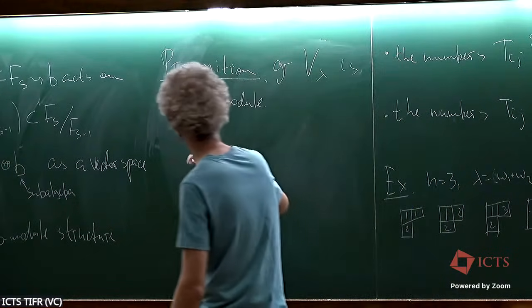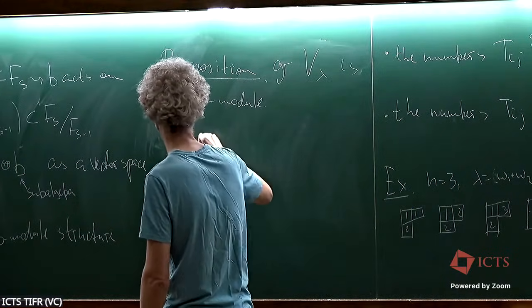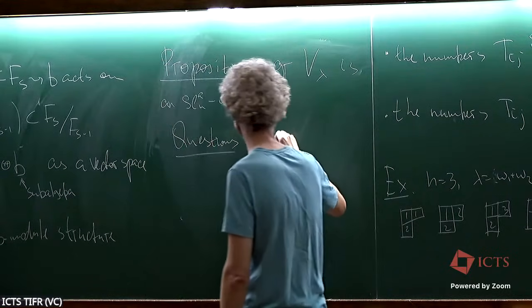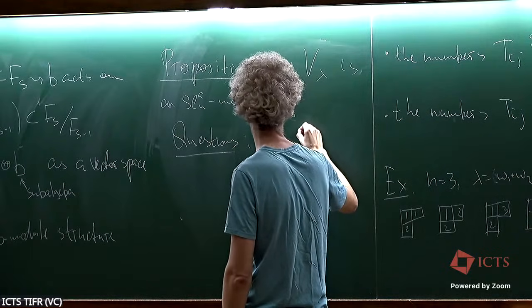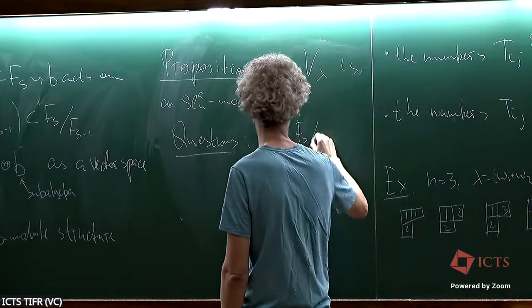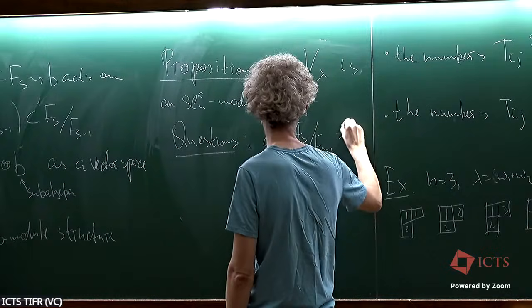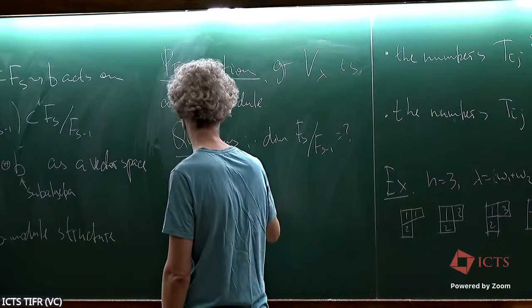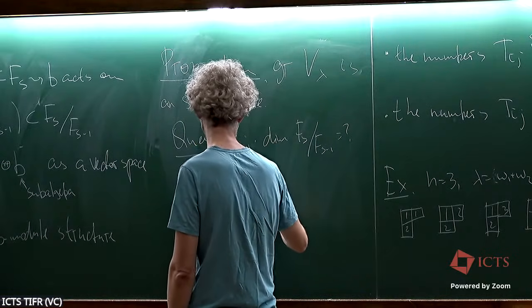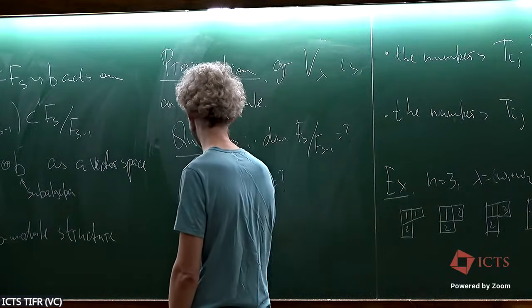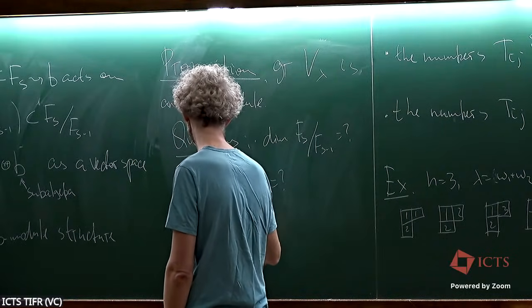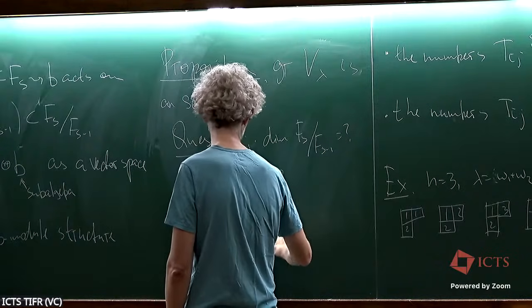For example, what is the dimension of Fs over Fs minus 1? What is the character? What is maybe some basis for this graded space?